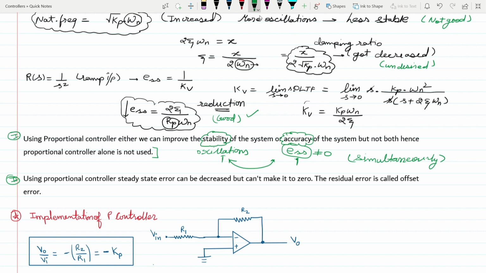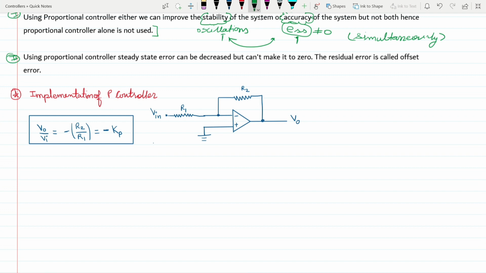Okay, so these 2 points are very important, and generally in the exam we expect questions related to them. For example, whether the proportional controller has good speed or not, whether it can improve stability and accuracy both at the same time, or whether the steady state error can be reduced to 0, or we cannot reduce it to 0 and can just minimize it. Okay, so these 2 points are very important, and the final point I want to discuss with you is the implementation of the proportional controller.